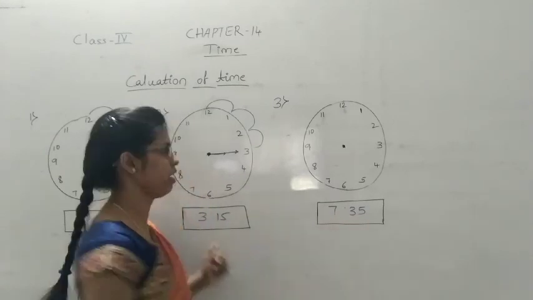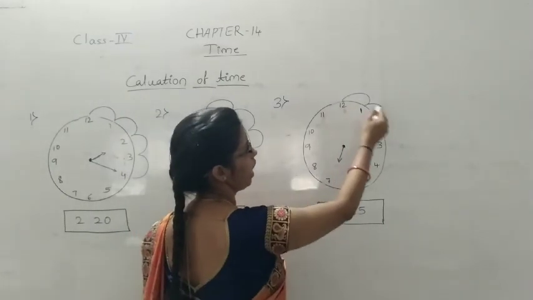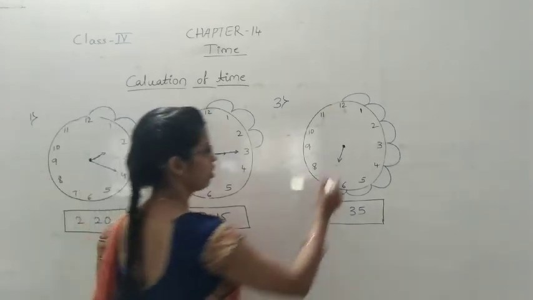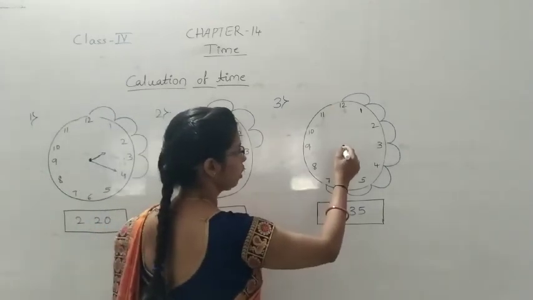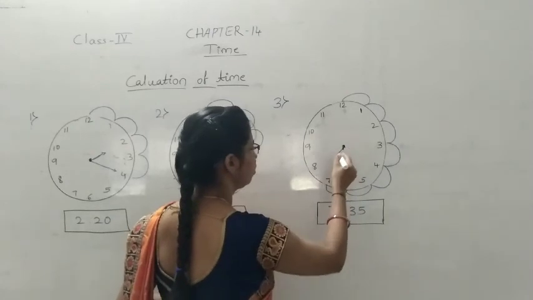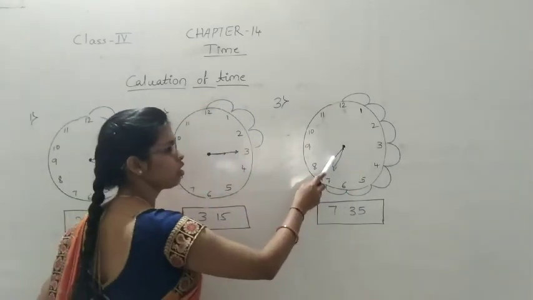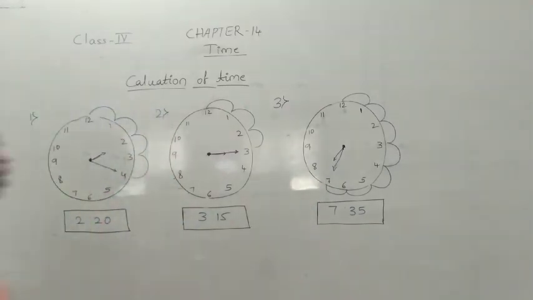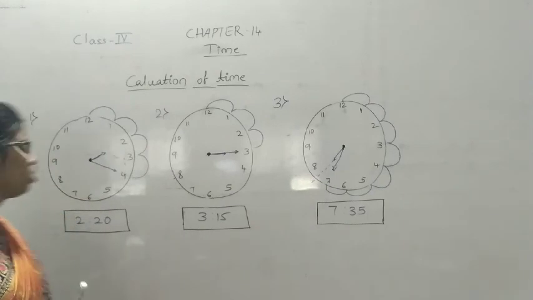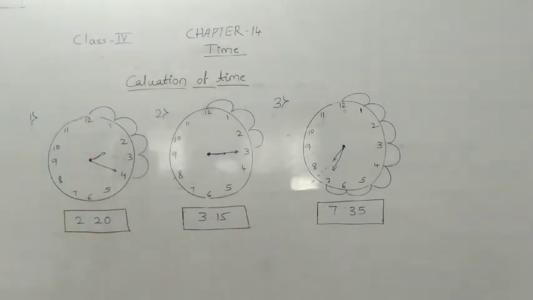Okay, next, in the third diagram, what have they given? 7 o'clock, 35 minutes. 5, 10, 15, 20, 25, 30, 35. That is at 7. Wait. This is a little bit here. And this one, the small needle and big needle. 7:35 means the small needle comes in between 7 and 8. Already half an hour is over, so it comes in between 7 and 8. The big needle is exactly at 7. This is 2 o'clock 20 minutes, 3 o'clock 15 minutes and 7 o'clock 35 minutes.